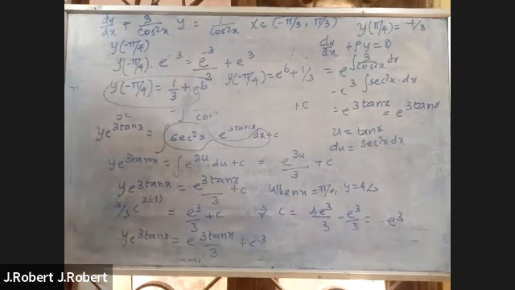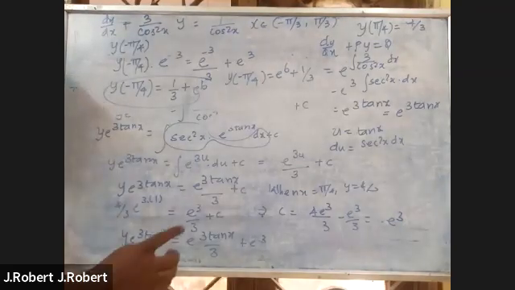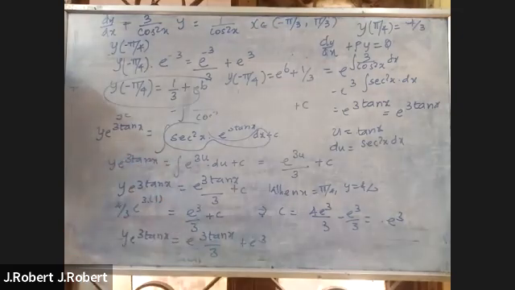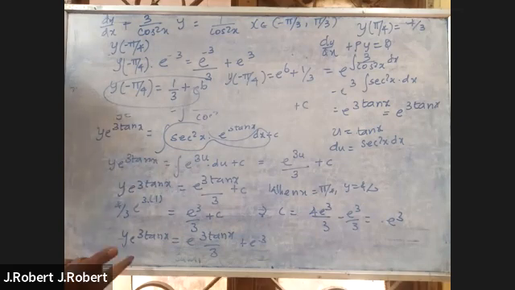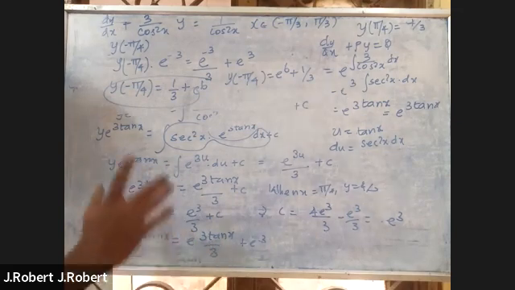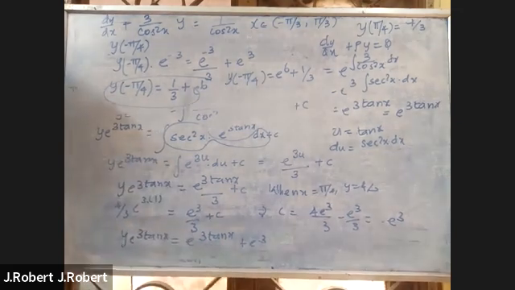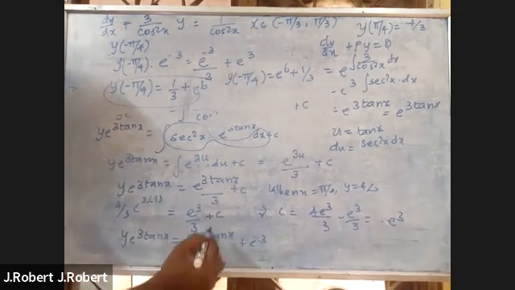Sir, can you explain y of minus pi by 4 one more time, please? Right, ma. So up to here, you understood how we found c, right? e power 3. We are substituting x equals pi by 4, y equals 4 by 3. We are getting that the c value is e power 3. Once we found that the c value is e power 3, the general solution becomes y e power 3 tan x equals e power 3 tan x divided by 3 plus e power 3.